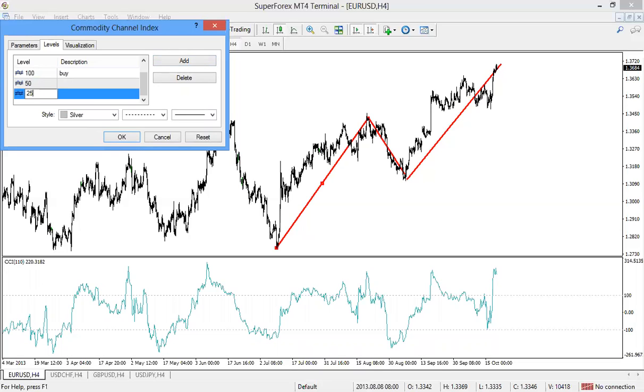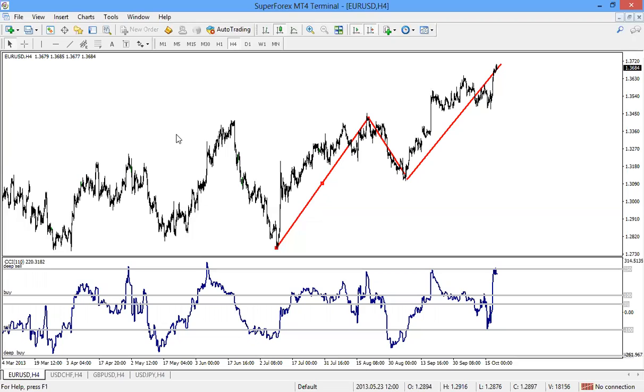Just add more levels. Let's do this. Okay. Do you see this now? Yeah. So we added a deep sell and deep buy. Let us remove this 50.